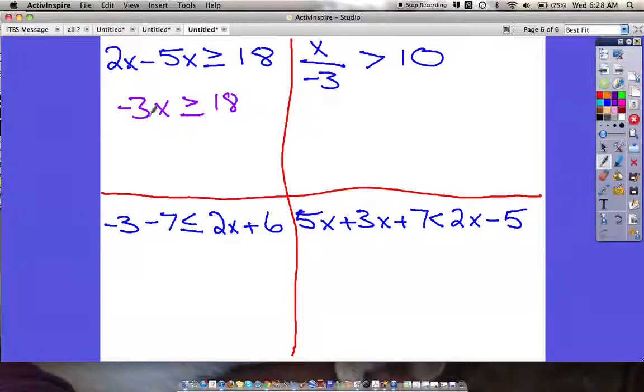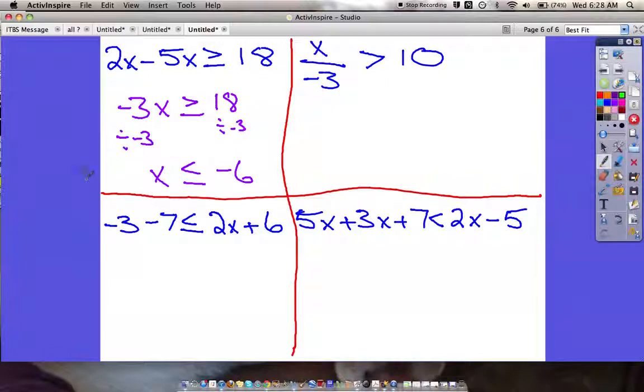Now, I'm looking at this, I know I'm going to divide by negative 3 here to cancel that out, so I'm going to immediately flip my sign around because I know that if I divide or multiply by a negative, that sign's getting flipped. So my answer is going to be x is less than or equal to, divided by negative 3, negative 6. Okay? So now what I asked you to do is write it with the x first, and it already is, which is good.